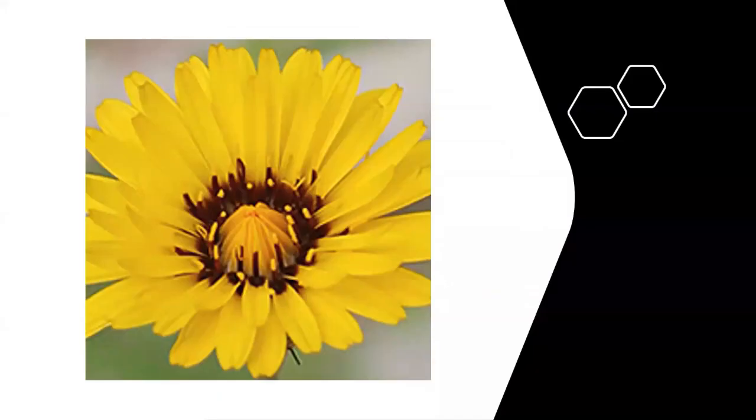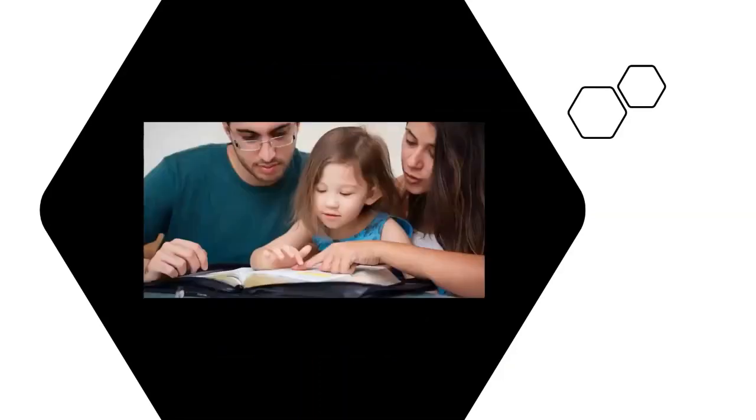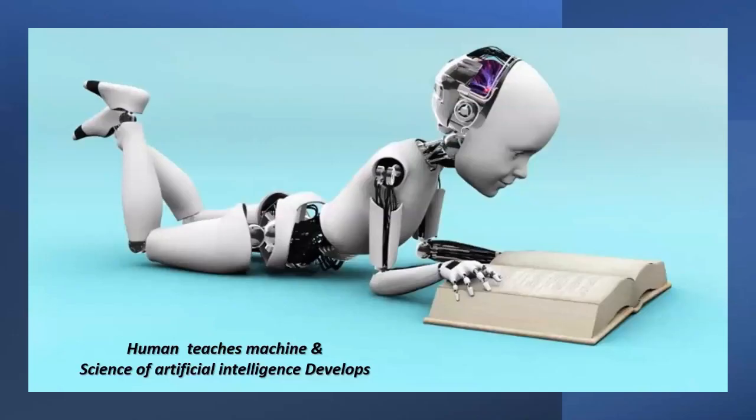Do you remember when your mother or father said that apple is sweet, it helps to make you healthy? Do you remember when your father or mother told you that flower has a good smell and it keeps our surrounding pleasant? And that our favorite puppy is a dog which barks, but as a pet, it loves us very much. The way your parents have taught you as a small kid, human beings teach machines. And that machine learning is developed into the science of artificial intelligence.